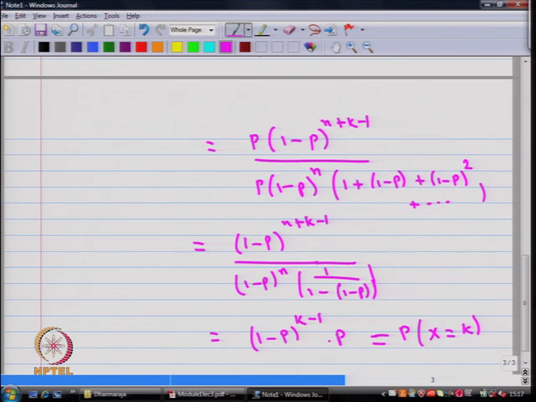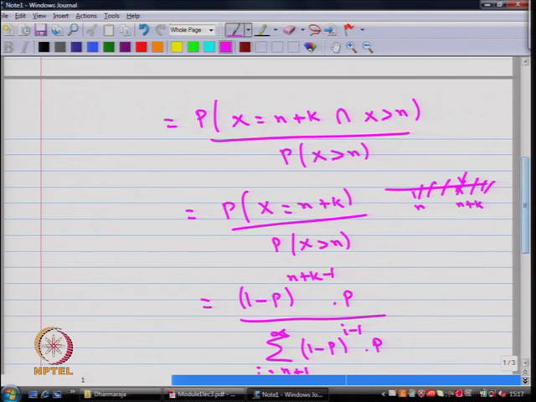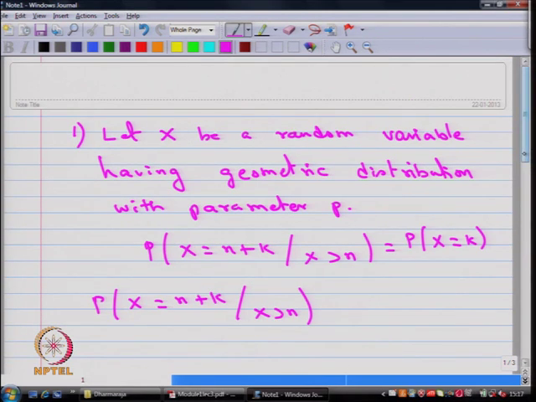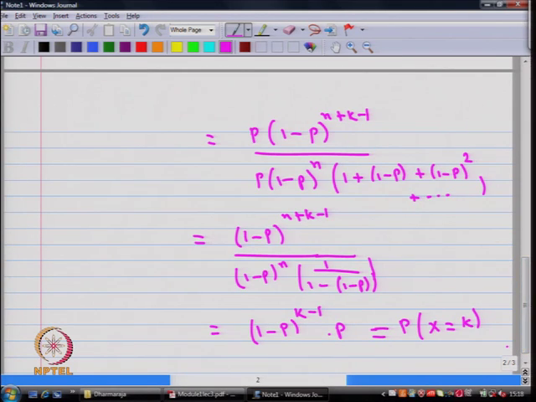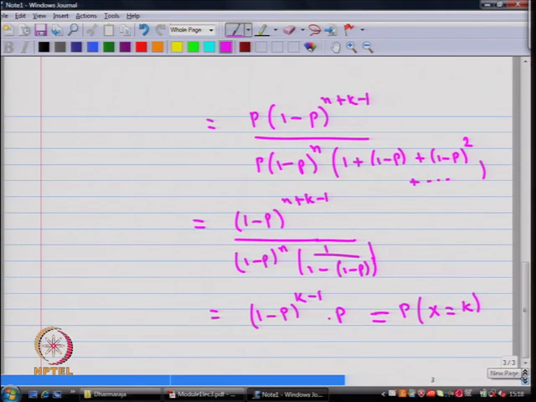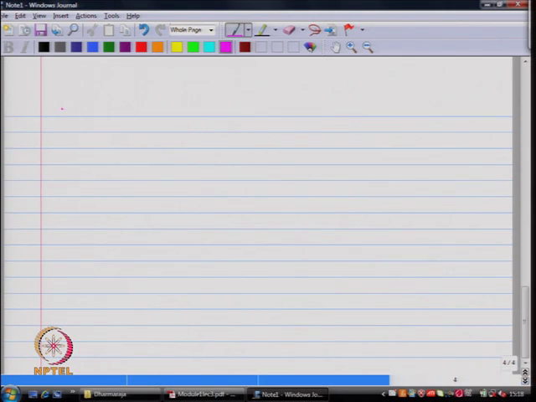So, this result says the probability of X equal to n plus k given X greater than n is the same as the probability of X equal to k for all n and k. This is an important property of geometric distribution, and this property is called the memoryless property. We will move into the next problem.